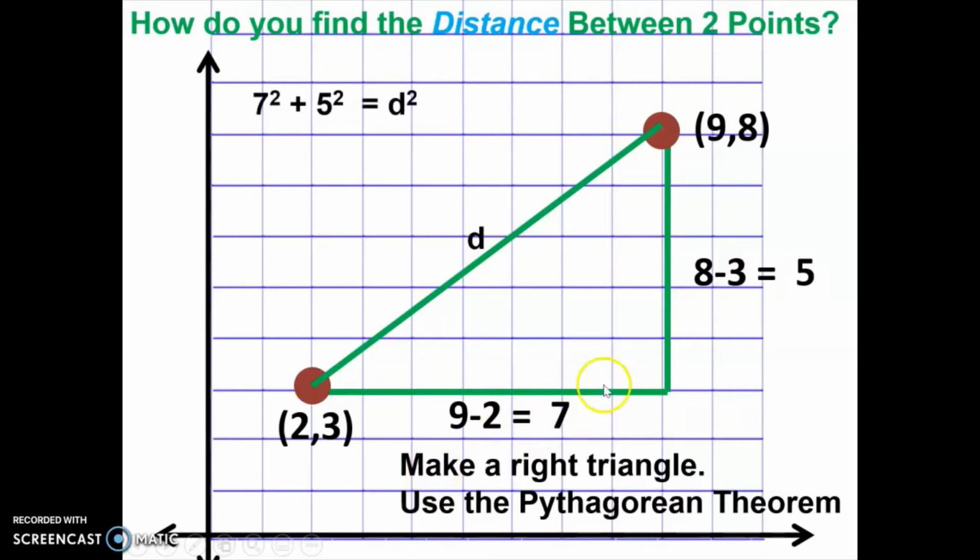7 squared plus 5 squared equals d squared, that distance, the hypotenuse. Okay, take the square root of both sides. Oh, sorry, I did those squares first. Take the square root after that, and we have 8.6. That is our distance here.